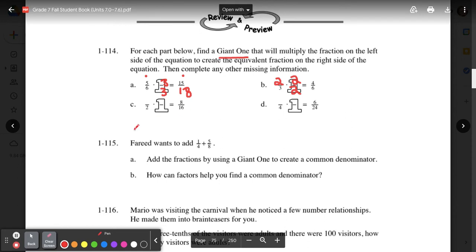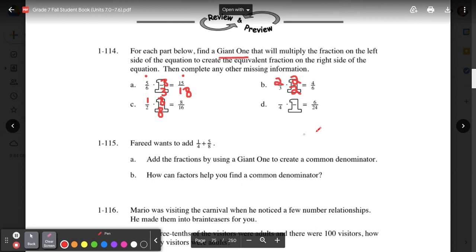In my next problem, I can see 2 times what equals 16. So I know in my denominator it's going to be 8 because 2 times 8 equals 16. So in my numerator, it's also going to be an 8 for my giant 1. And then I can say what number times 8 equals 8. And I know that's 1. 1 times 8 equals 8.